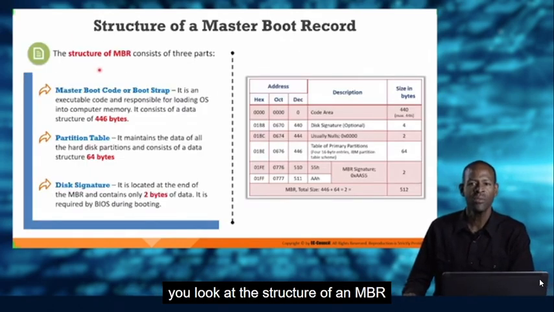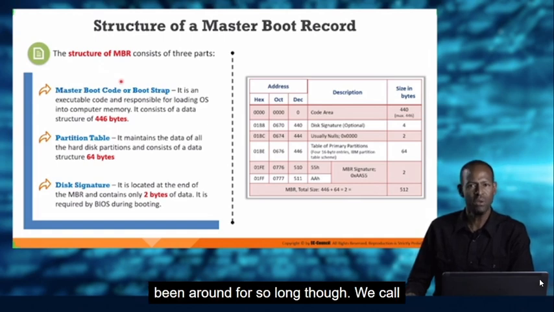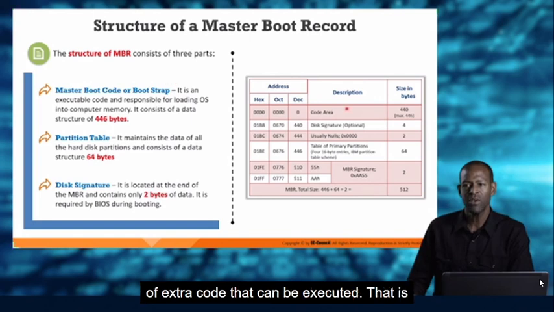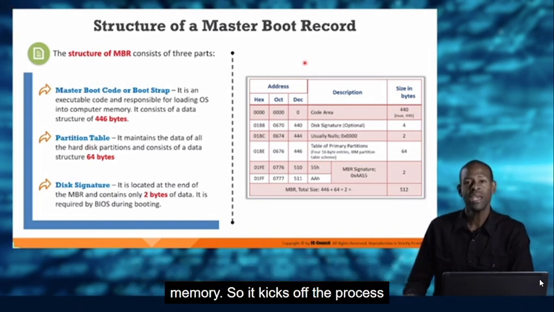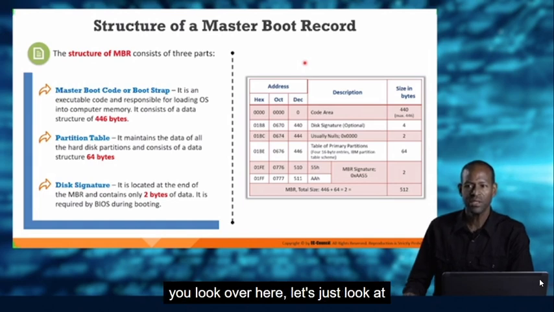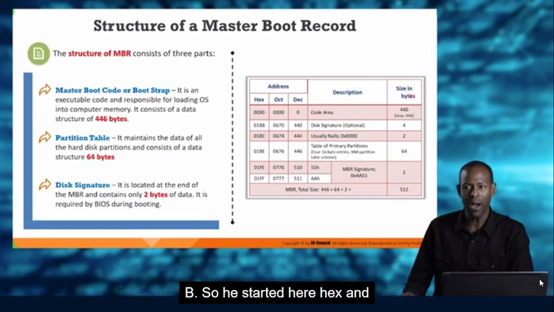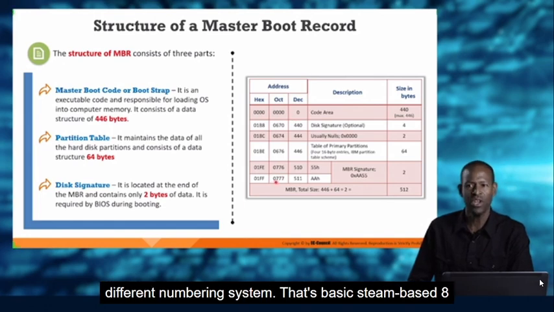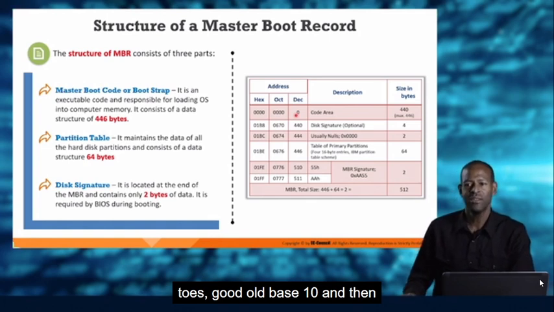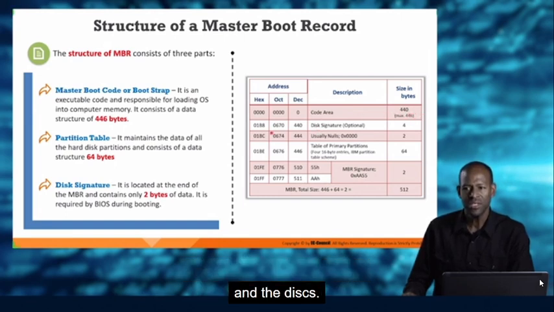If you look at the structure of an MBR, it's got a very interesting structure. It's been around for so long. We call it bootstrap. The master boot code, normally called the bootstrap, is a little bit of code that can be executed that is responsible for loading the OS into computer memory. So it kicks off the process that starts the loading of the operating system. Let's look at the address table, description and bytes. You start here with hex, and that's octal, and that's decimal. All these numbers are actually the same, just in different numbering systems: base 16, base 8, and, because we have 10 fingers and toes, good old base 10. And then we have the size in bytes. The code area is 440 bytes, and the disk signature is 4 bytes.